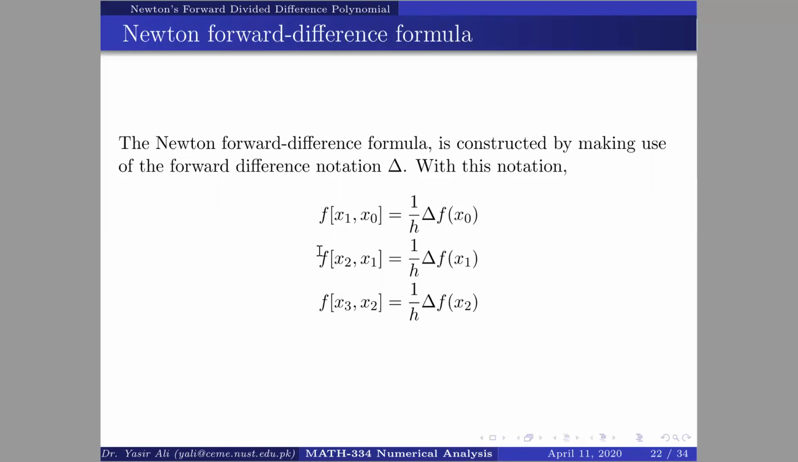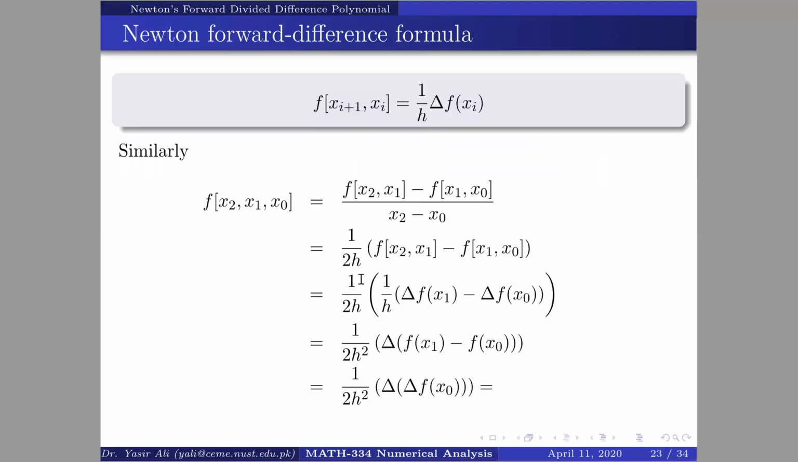I'm talking about the middle equation. So I can write this, and similarly in the first, x1 and x naught, it is equal to delta f of x naught. I have taken 1 over h common, so I can take the delta common, and this is equal to delta of f naught. So what is the expression for the second order divided difference? It is equal to 1 by 2 h square delta square f of x naught.